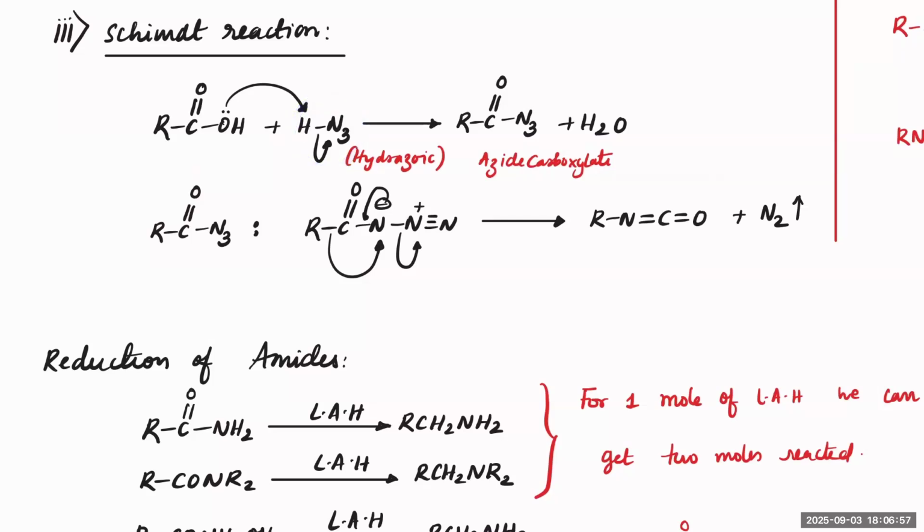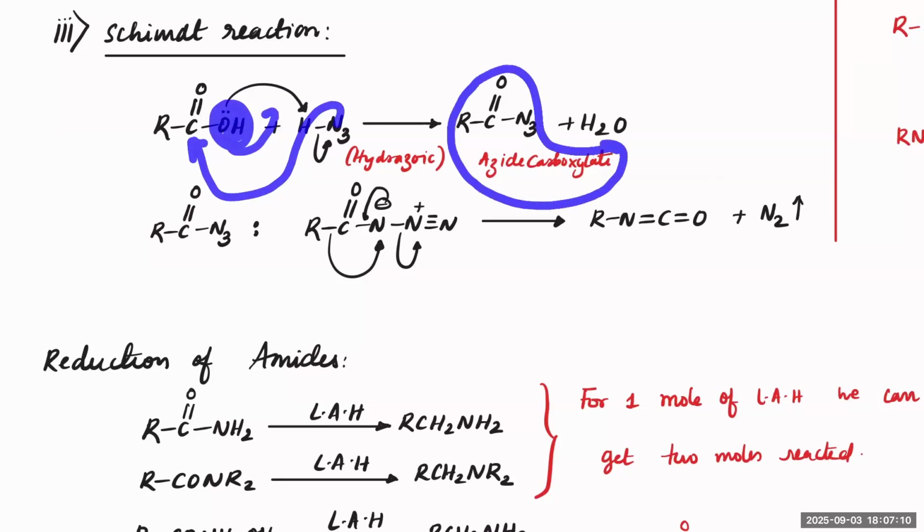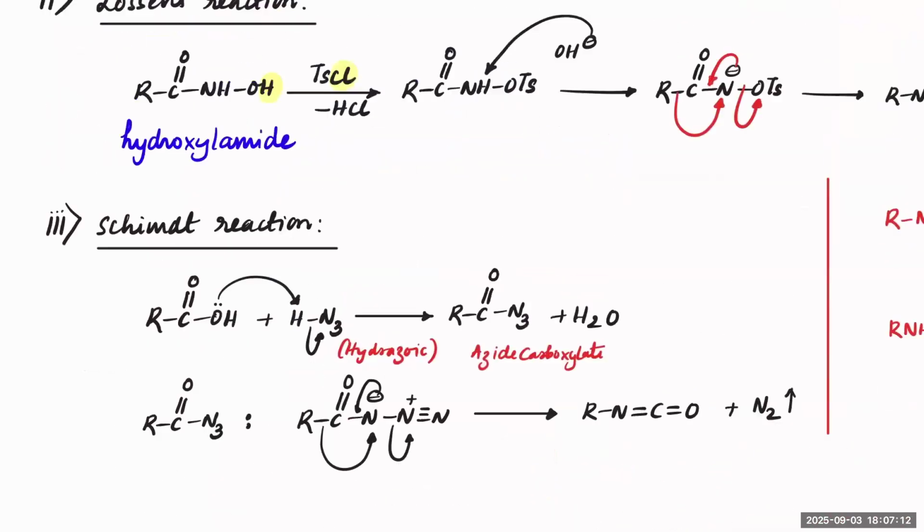Hydrazoic acid can provide H plus more easily. So this lone pair will take H plus, and as it takes it away, this will become OH2 plus. OH2 is a good leaving group. N3 minus will attack. So what do I get? I'll get an acyl azide.